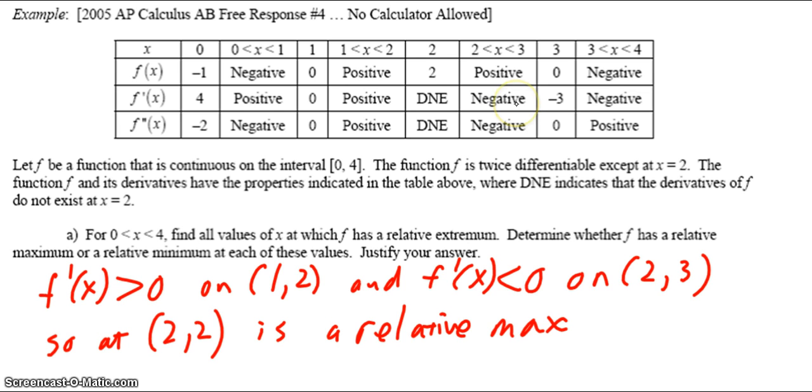There are no other maximums or minimums because there are no other changes from positive to negative for the first derivative.